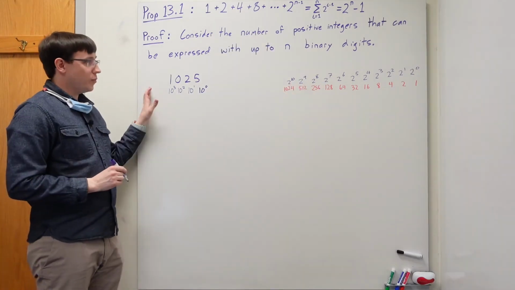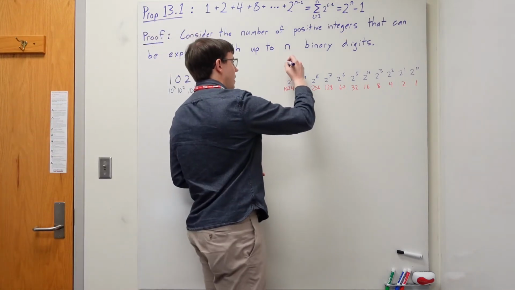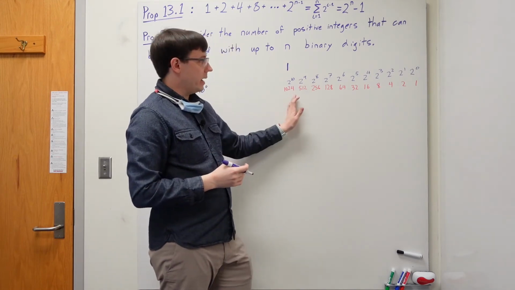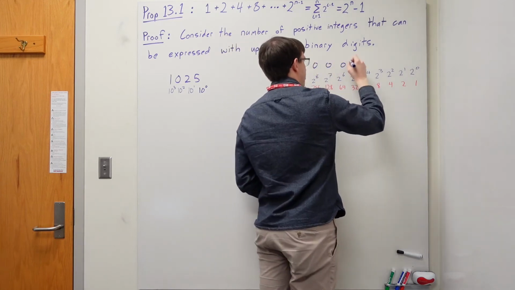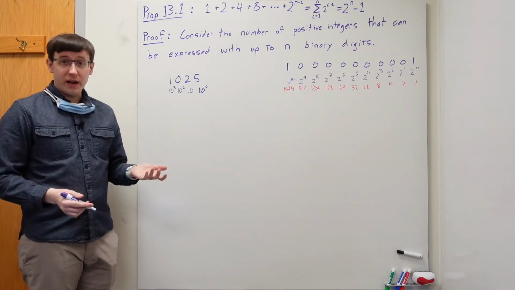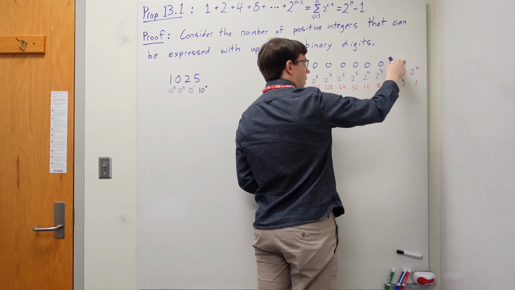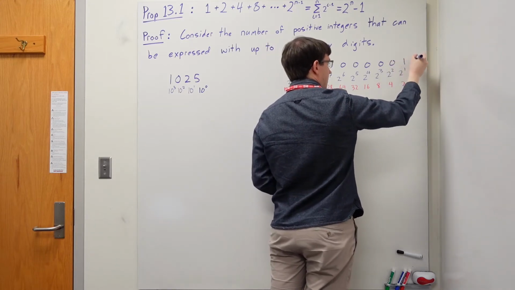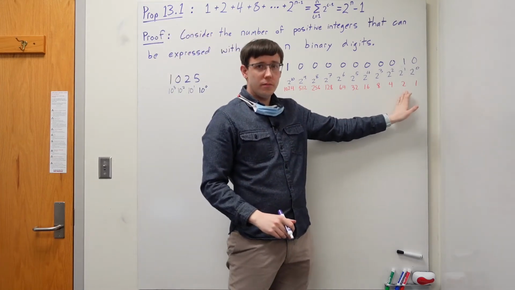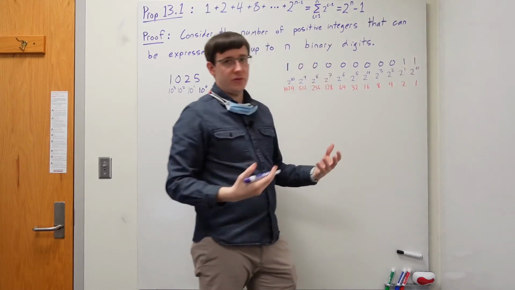And so we can express the number 1025 in base 2 by having a 1 in the 1024's column, followed by 9 zeros, and a 1 in the 1's column. If we instead wanted to express 1026, we could swap this 1 into the 2's column, and now we have a 1024 and a 2. And then if we put this 1 back, now we're representing 1027.